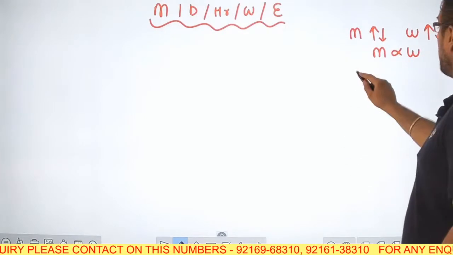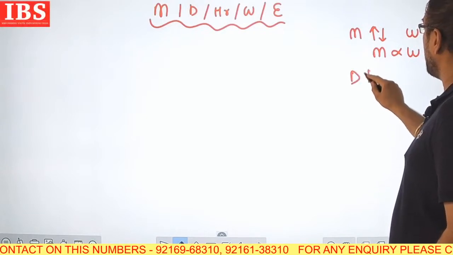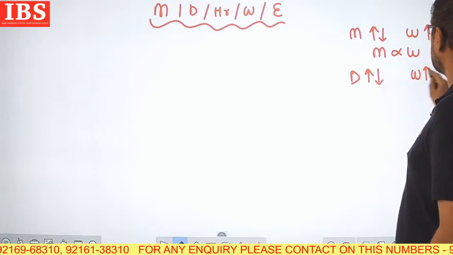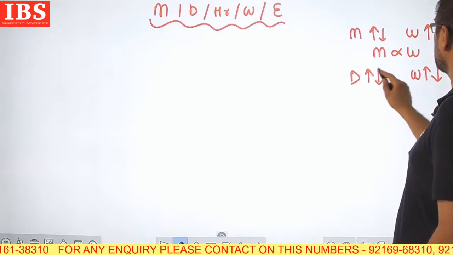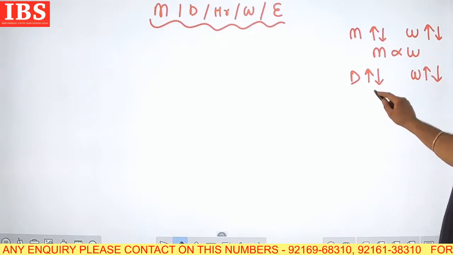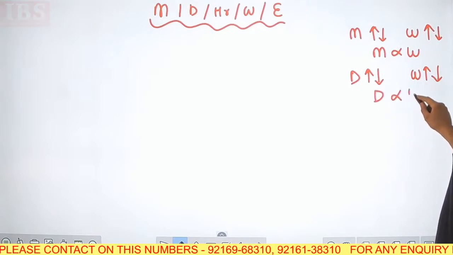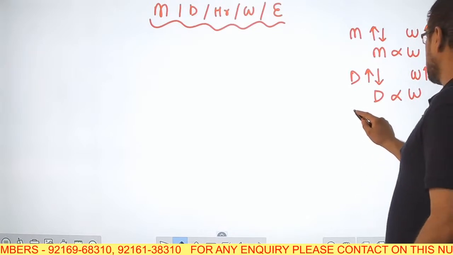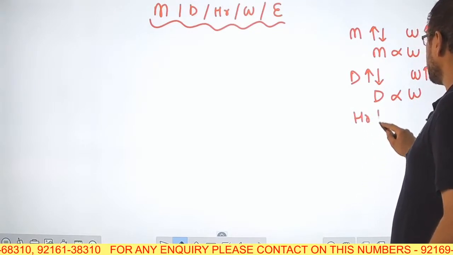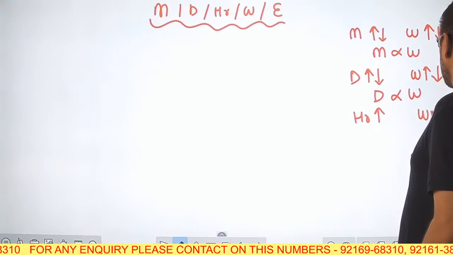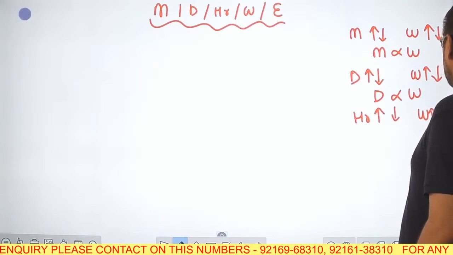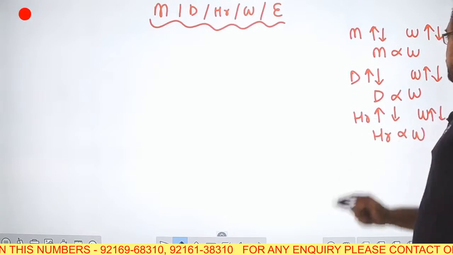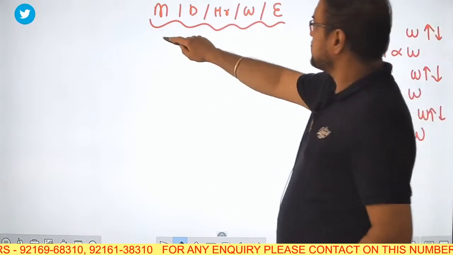If days are more, I have more days, so I can do more work. If I have fewer days, I can do less work. So if this increases, this increases, this decreases, this decreases. So days is also directly proportional to work done. Similarly, if I have more hours, work will be more. If I have fewer hours, work will be less. So hours is also directly proportional to the work done.